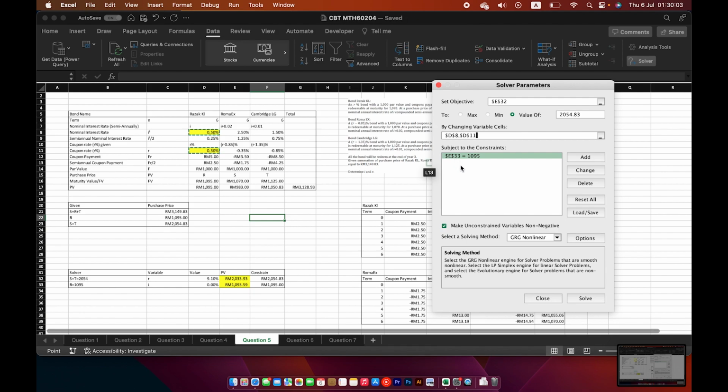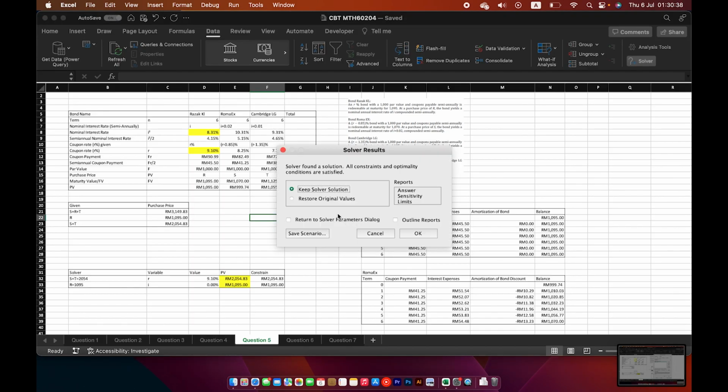The subject of constraint: because we have two variables, we need to add a constraint, that is E33 here, E33 equal to 1095. E33 is here, the PV of R, which is the present value of Razak KL. And after we have this set, we are going to press Solve. Okay, and we're going to press enter.